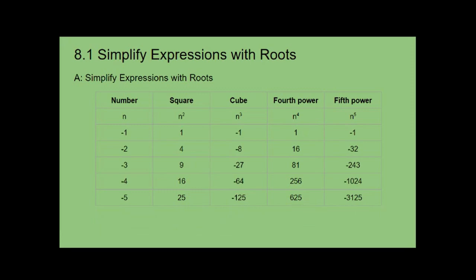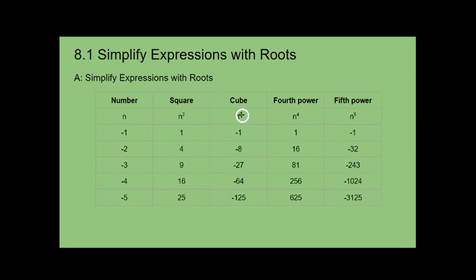This one is replacing n with negative numbers. So in the previous one, we had all positive numbers. Now we put in negative numbers. Let's see what happens. So our n's are all negative. When we square it, because we're doing a negative times a negative, all of the values are positive.